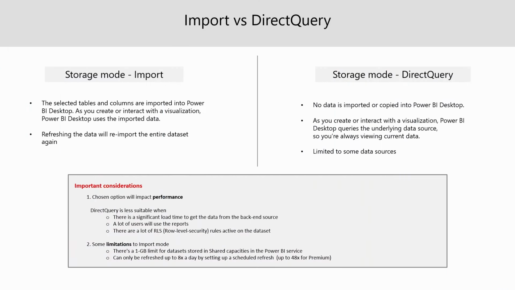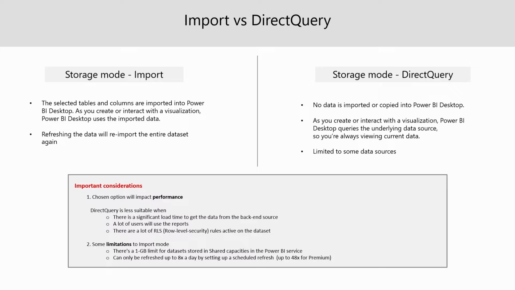In Power BI, we typically use two ways to store our data: the import mode or the direct query mode. Import mode imports the selected tables and columns into Power BI Desktop, and as you create or interact with the visualization, Power BI Desktop uses the imported data. Refreshing the data will try to re-import the entire dataset again.